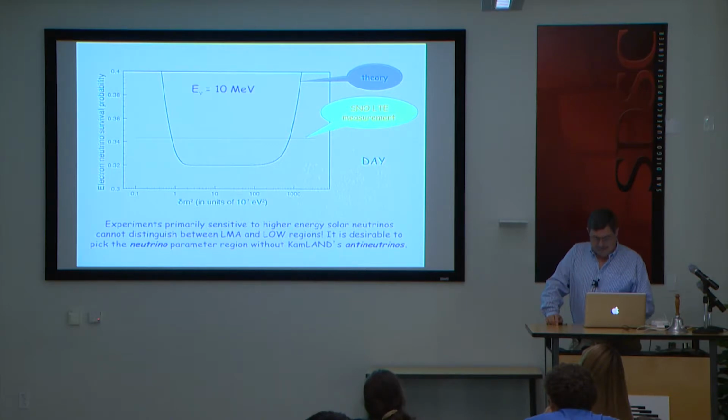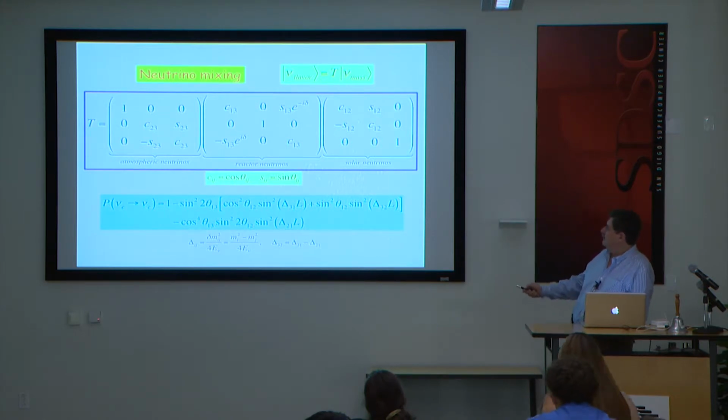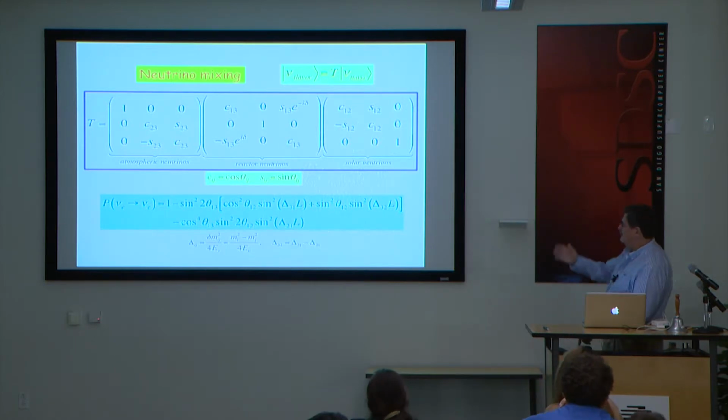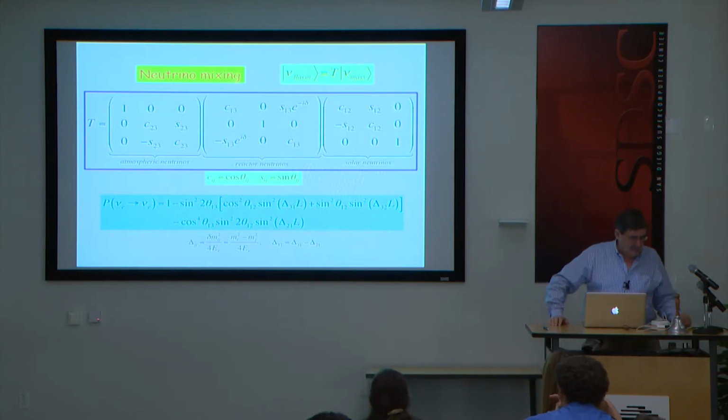Now, this was explained by neutrino mixing. I'm sure you had seen this already in these lectures, but the neutrino mixing matrix has these 3 components. And that is what gives us the neutrino oscillations.